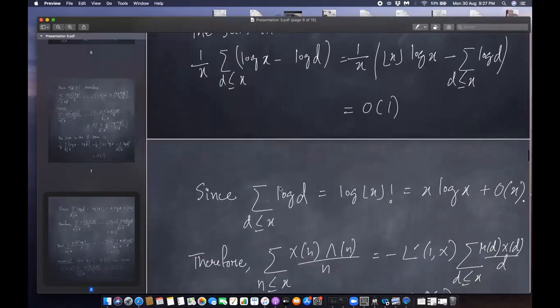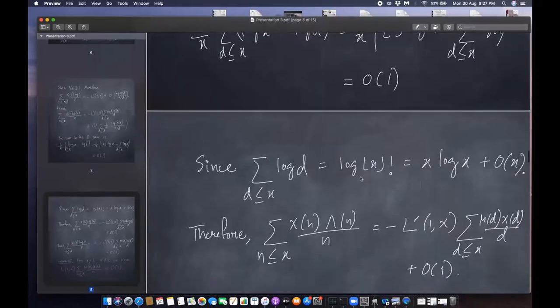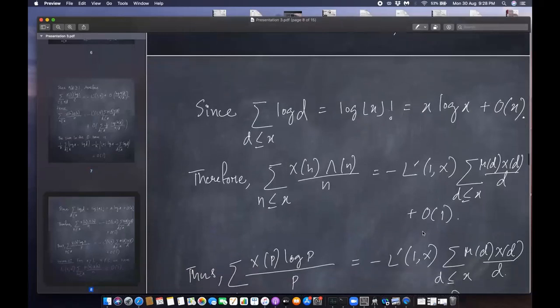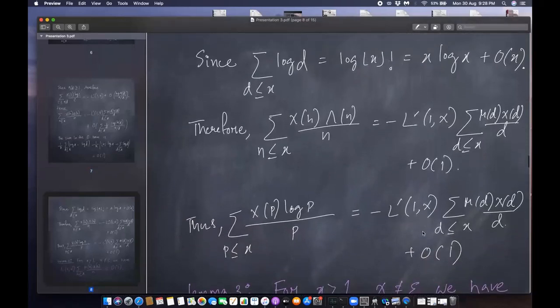Since we have the sum of log of d for d less than or equal to x, this would be equal to log of x factorial, which is equal to x log of x plus big O of x. So if we put x inside here, we obtain that this would be big O. It is very trivial. Therefore, we express this sum like this, as big O of 1.